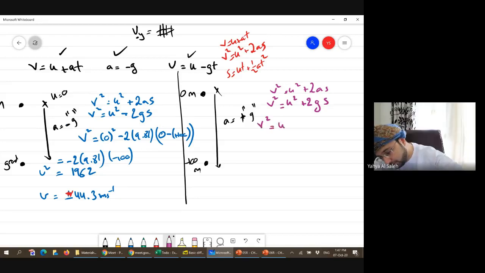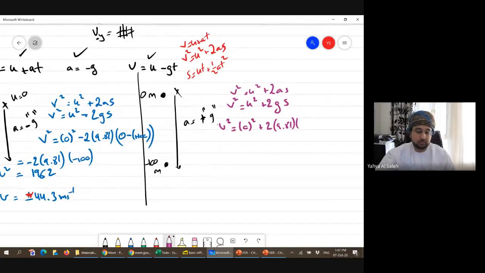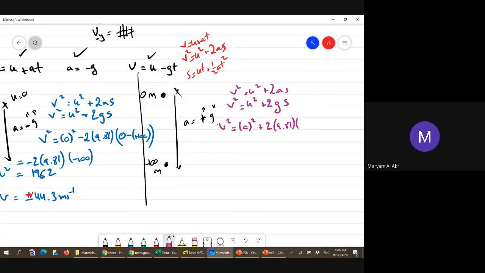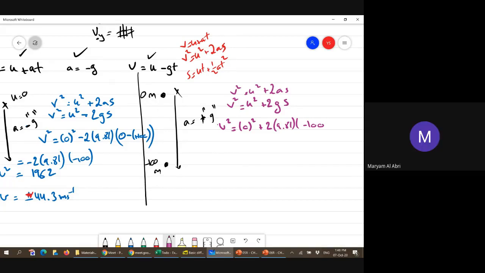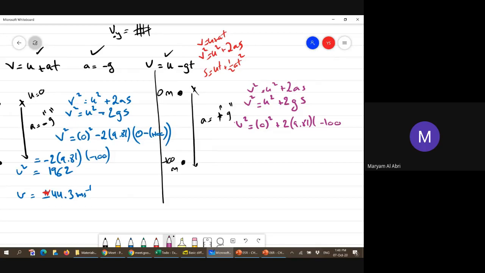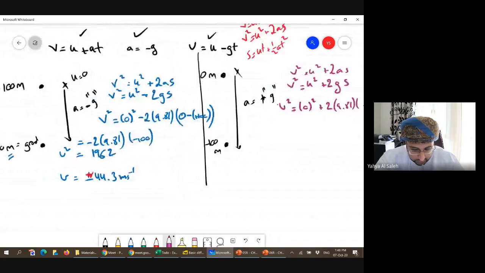V squared, U squared. Oh, let me put in the numbers. V squared equals 0 squared plus 2, 9.81. But now, what is S? Final minus initial. الS بتكون 100. Minus 100. Why negative? Wait, what did I do here? One second, I did something wrong.